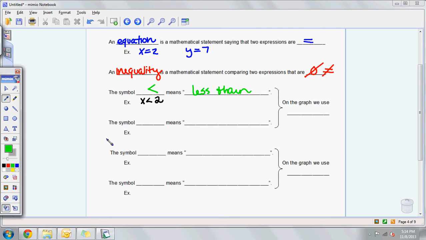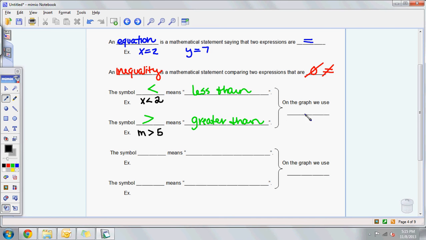Okay? Another one like that would be greater than. Looks like that. So an example would be m is greater than 5. So m could be multiple things. It could be 11, it could be 100, it could be 1,000, anything that's bigger than 5.